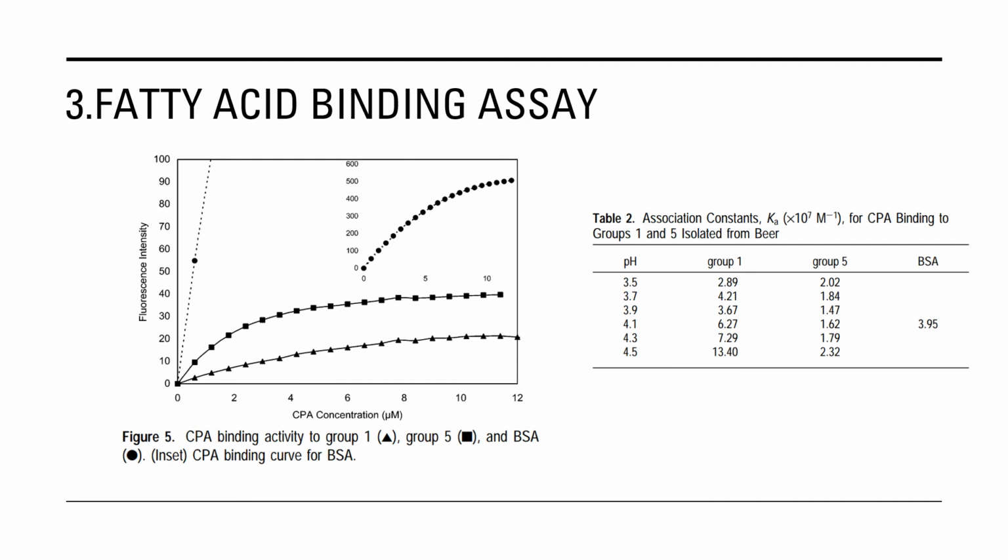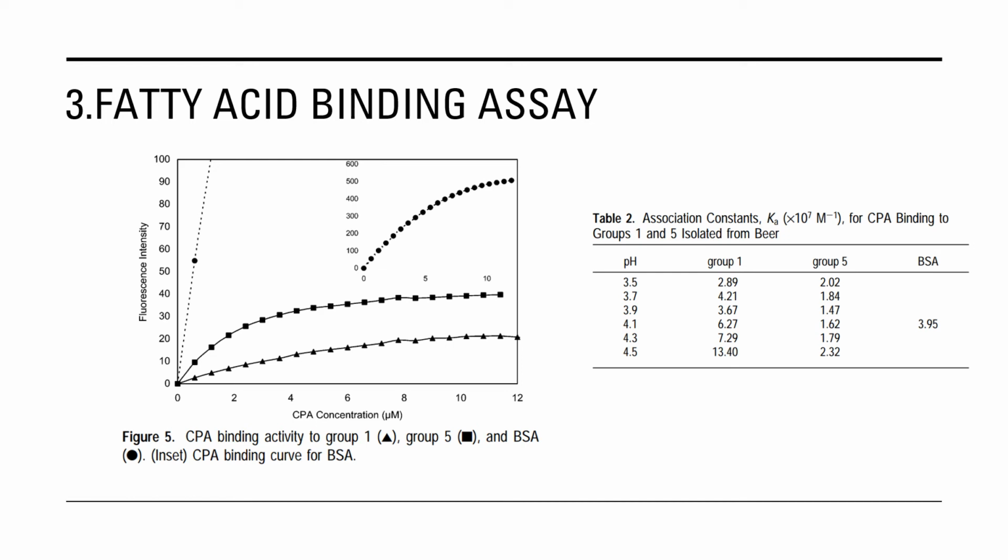Here are the resulting fatty acid binding assays, and you can see in figure 5 below that the binding curves show that group 1 and group 5 have very shallow binding curves. Group 5 was saturated at about 4 micromolar, and group 1 was saturated at about 5.5 micromolar. And BSA, which is in the top right corner, had a far greater fluorescent response and a steeper initial slope than either group 1 or group 5, and it became saturated at about 6 micromolar CPA.